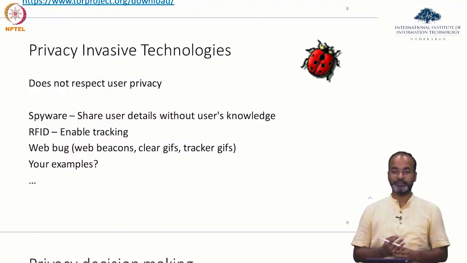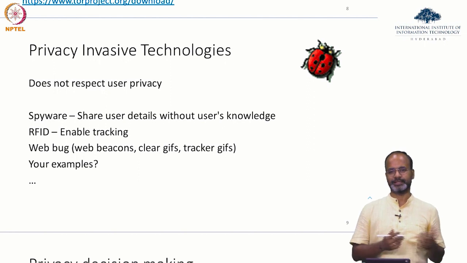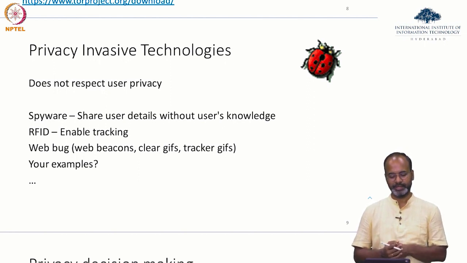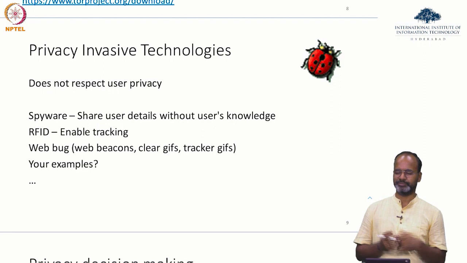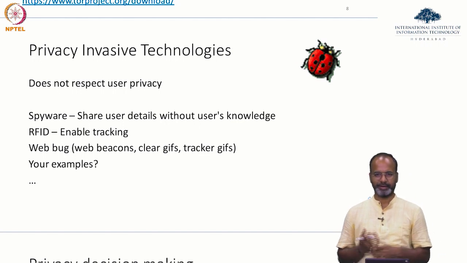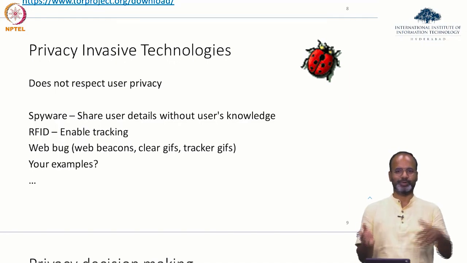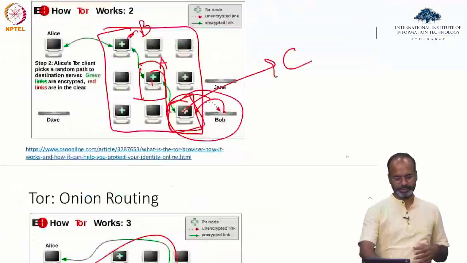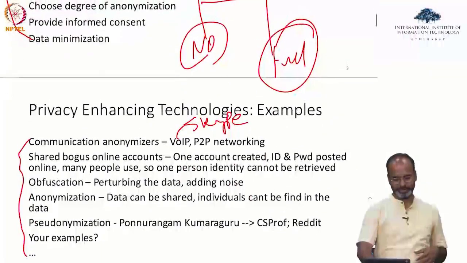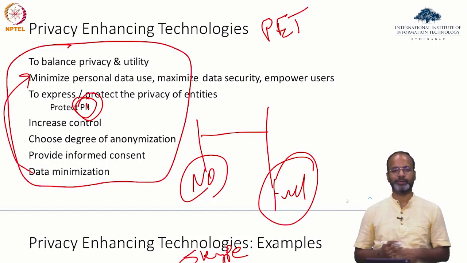Next is privacy invasive technology. Given that we spoke about privacy enhancing technologies, I think it's apt to discuss what privacy invasive technologies are. I'm sure you can come up with a bigger list than what I've written here. The basic idea is that they do not respect users' privacy. If you go to the slide where I defined what privacy enhancing technology is, and a technology does not do all of that, it becomes a privacy invasive technology.